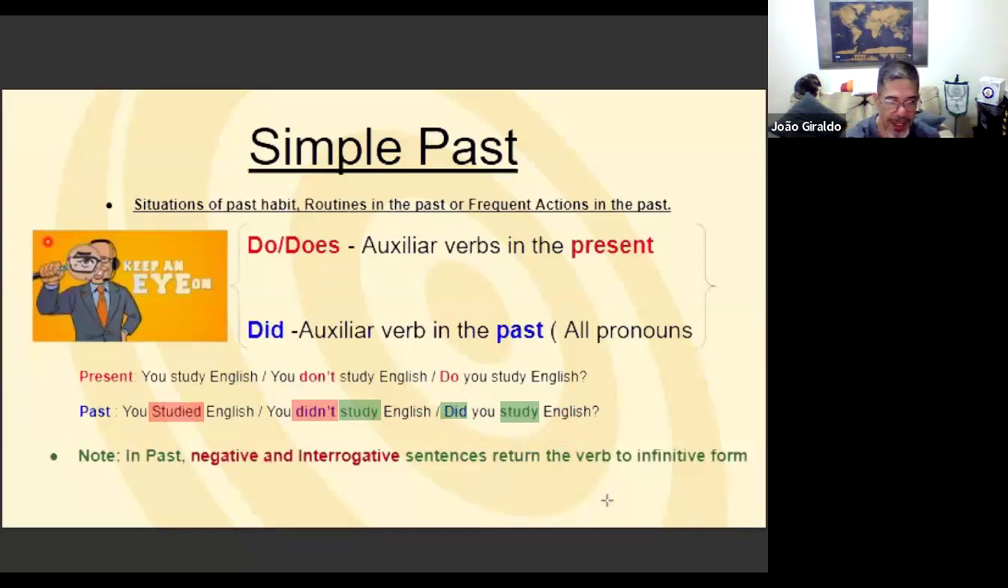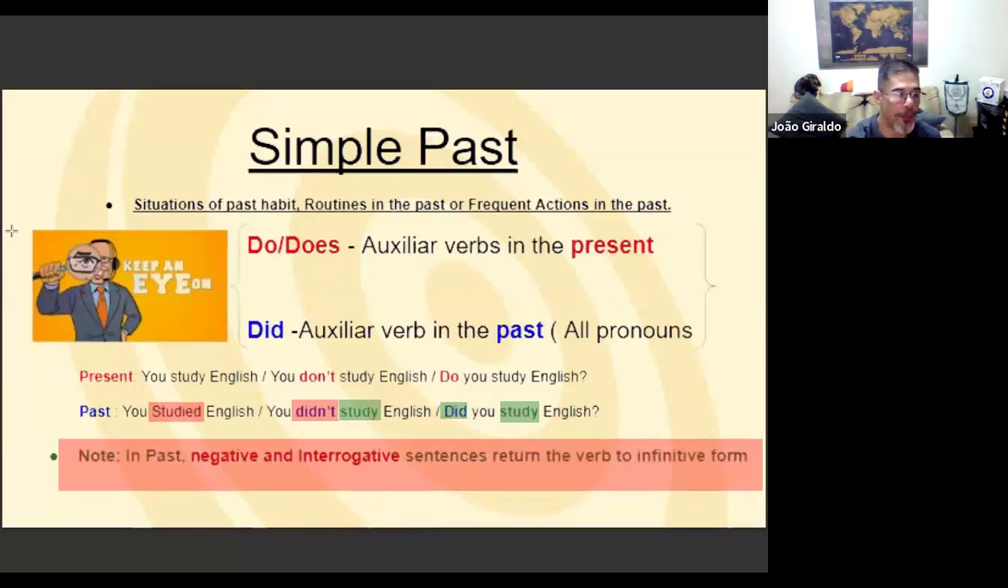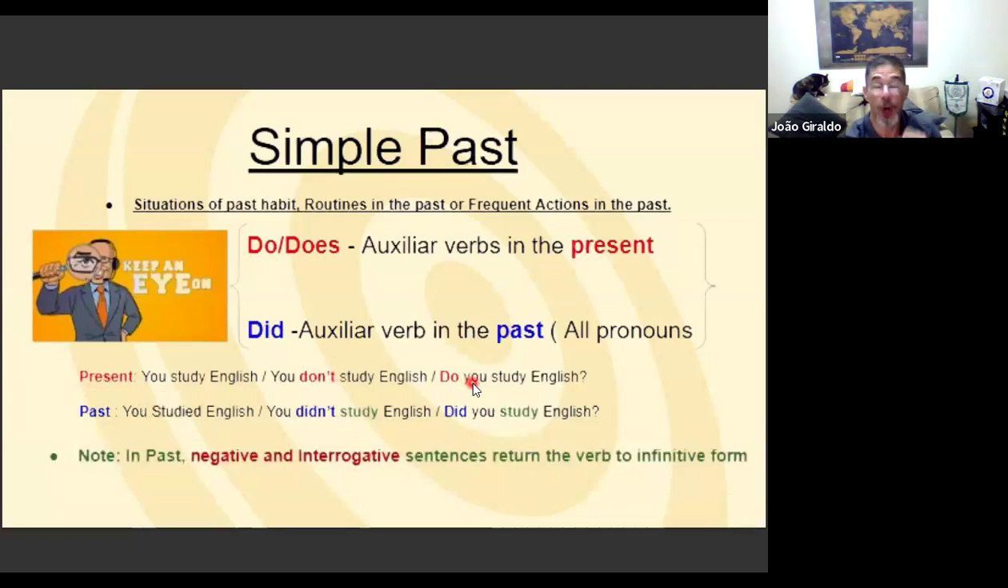And here I put a note for you to represent this. In the past, negative and interrogative sentences return the verb to the infinitive form, or as some people call it, the base form, a big number of variations to say. But the correct term is infinitive form. This is one important thing you guys need to pay attention to about the past.